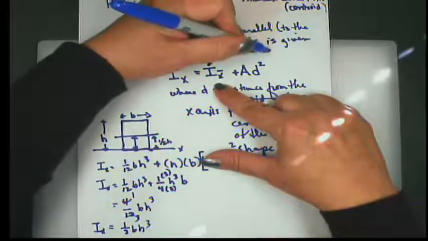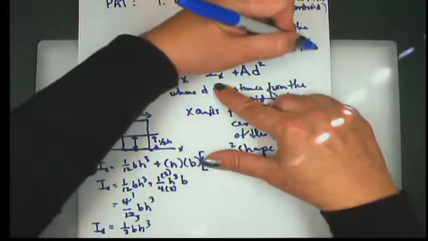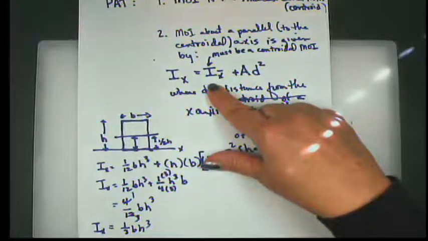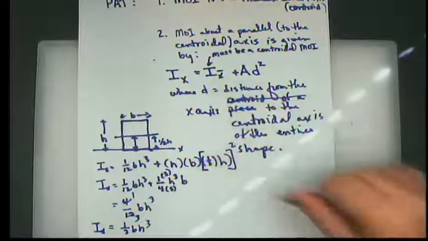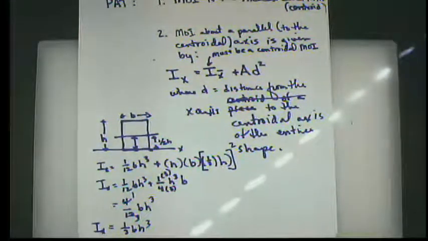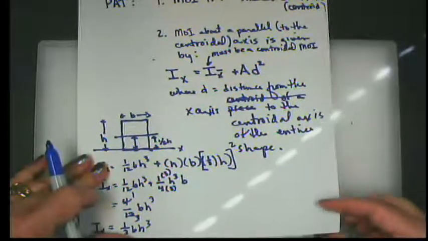In other words, the smallest value that it can be. You can't do this between two random axes. You can only do it between a centroidal axis and another non-centroidal axis. All right. Well, let's take a case where we have a shape that we need to do something like this to find the moment of inertia of a particular shape.